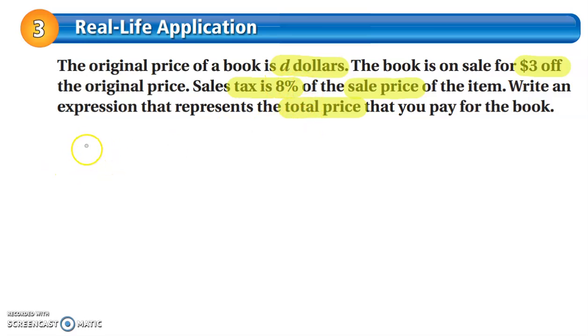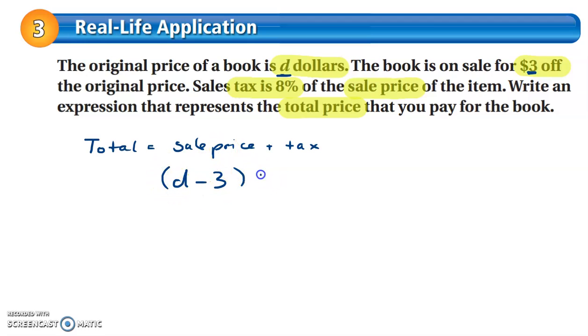So total price, let's first get an idea. The total is going to be the sale price plus tax. Now the sale price is going to be D minus 3. Okay. So sale price is D minus 3. That is the cost of this. Now we have to add to that the tax.